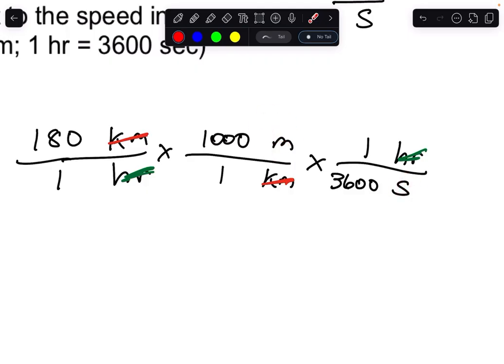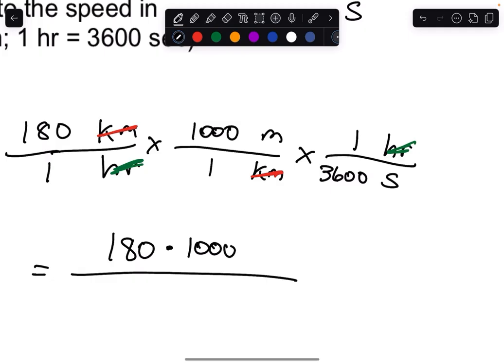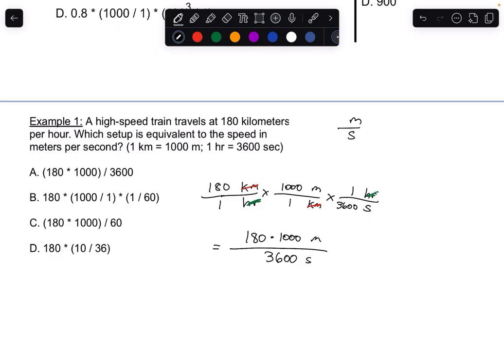With fractions, you are multiplying straight across. So in your new numerator, it's 180 times 1,000 meters. On the bottom, it's really also times 1, but that does nothing. On the bottom, it's 1 times 3,600, so I'm just going to write it as 3,600 seconds. In this case, it looks like it would match up with answer option A.